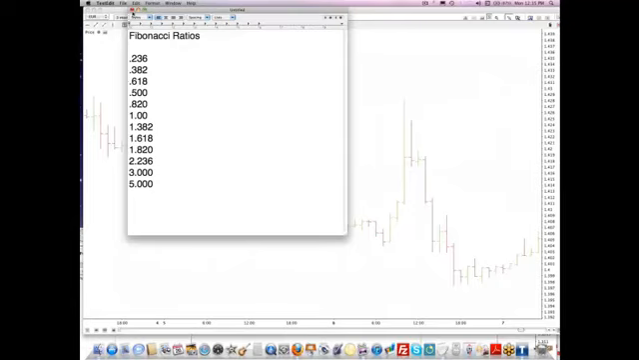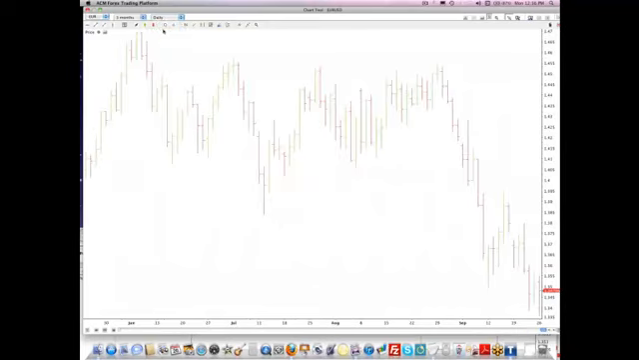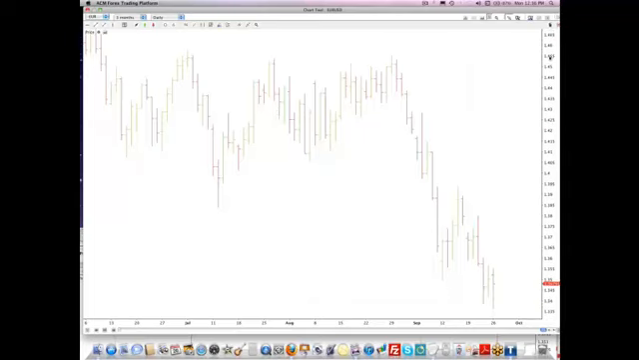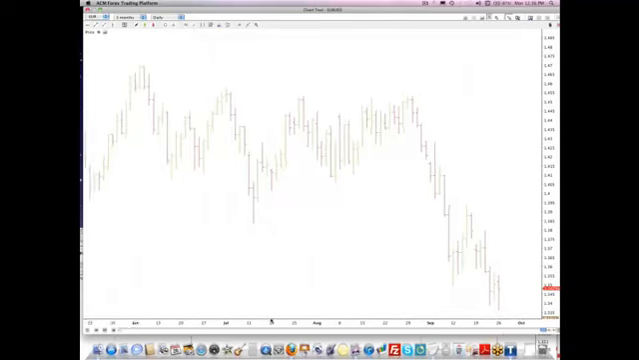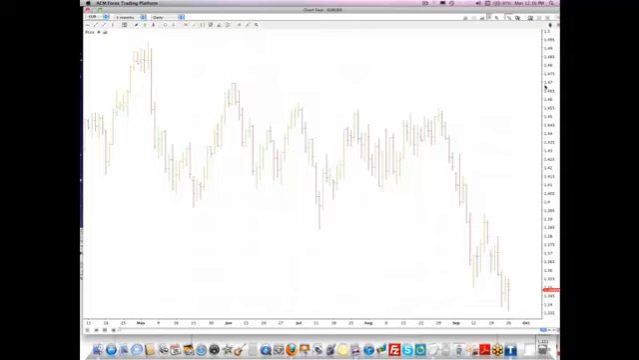Okay, now what we're going to do is minimize that, and we're going to basically start with what we were talking about on the whiteboard. Now, this is a 1 hour chart, so let's just go to the daily charts. Let's just pop into dailies. And here's daily charts, 3 months worth of data. Okay. What a nice move down, huh? Let's just truncate this a bit and take a look.